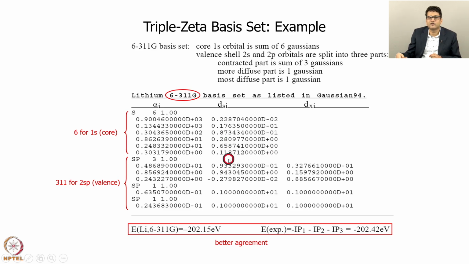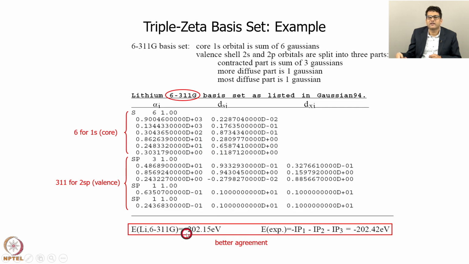And you can see these are the exponents for these 3 Gaussians for the first shell, and the other 2 have different exponents. The combination coefficients are given here both for S and P, and the core orbital now also you see that it actually has a higher number of S functions. So, the more Slaters and the more Gaussians I use, it will give me much better results.